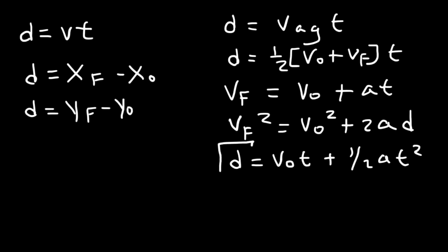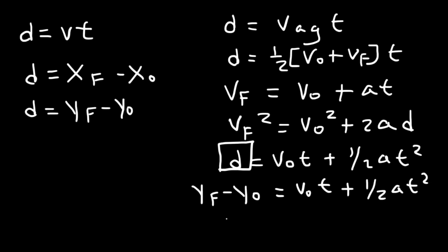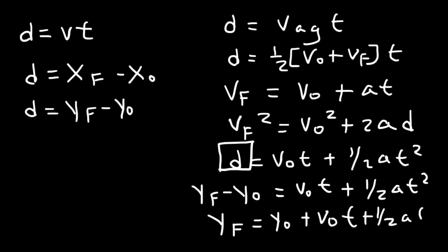So if we replace d with y final minus y initial, we can get another equation that perhaps you've seen in your physics course by now, which looks like this. The final position is equal to the initial position plus v initial t plus 1/2 at squared.